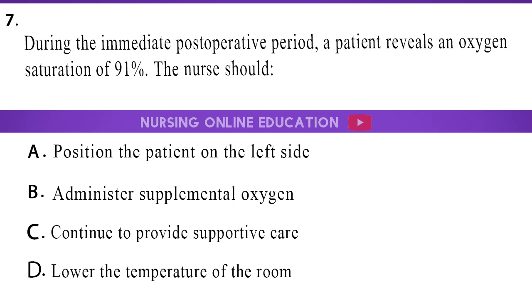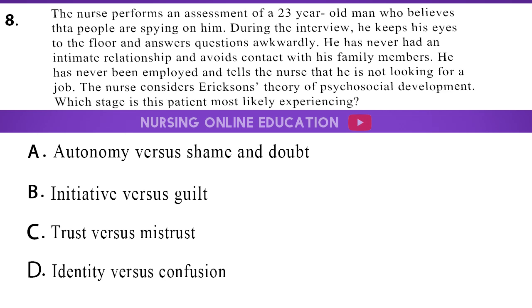7. During the immediate postoperative period, a patient reveals an oxygen saturation of 91%. The nurse should A. Position the patient on the left side, B. Administer supplemental oxygen, C. Continue to provide supportive care, D. Lower the temperature of the room. The answer is option B. Administer supplemental oxygen.